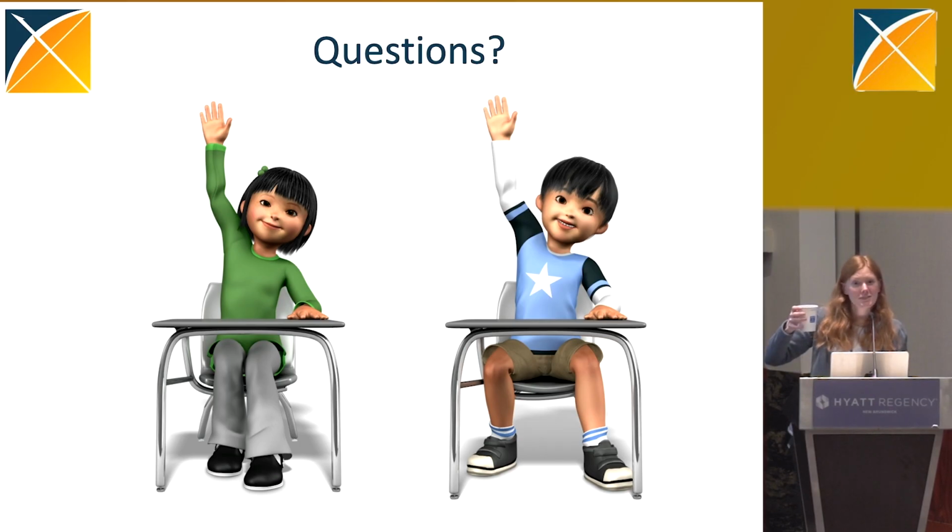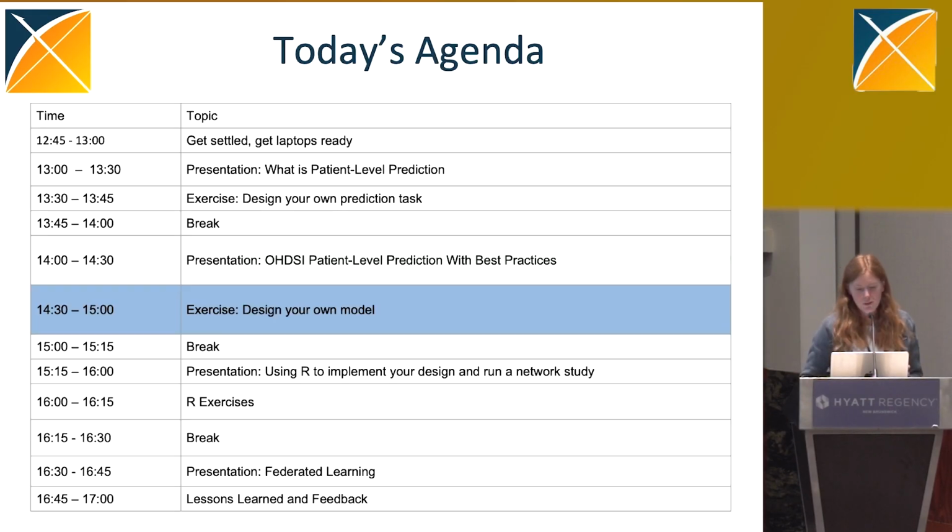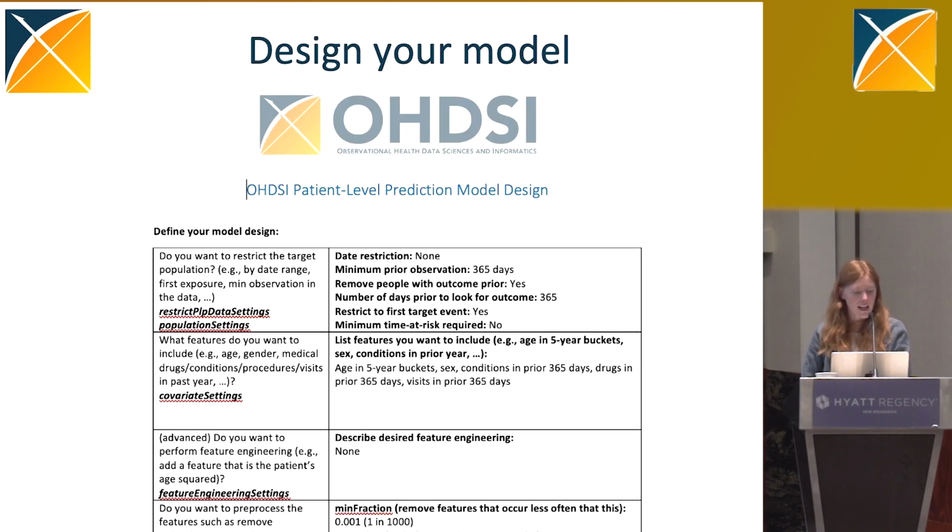Any other questions? If not, the next part is using what I presented to design your own prediction model for your prediction task. So same groups, we're going to hand out a new form, and in here you're going to be thinking about: is there any restriction you want to apply to your target cohort? What features do you want to include in your model? Any feature engineering or pre-processing you want to do? You'll be able to use this to feed directly into the implementation that you'll see Egill run.